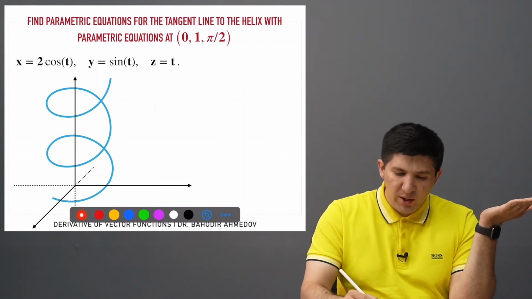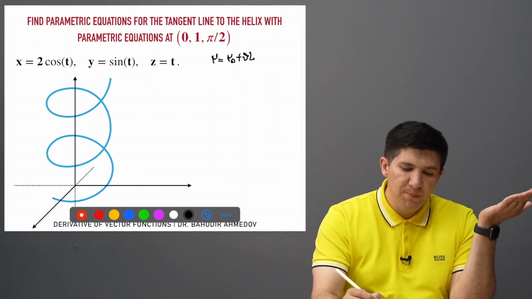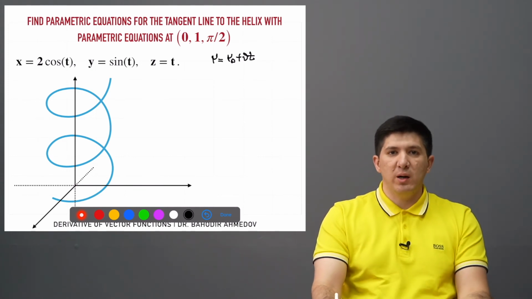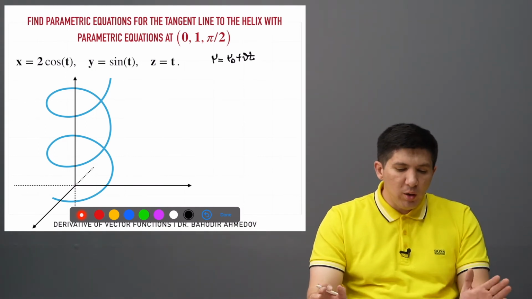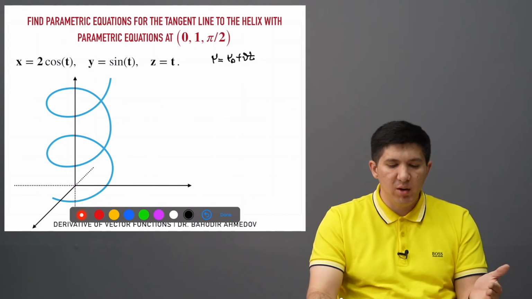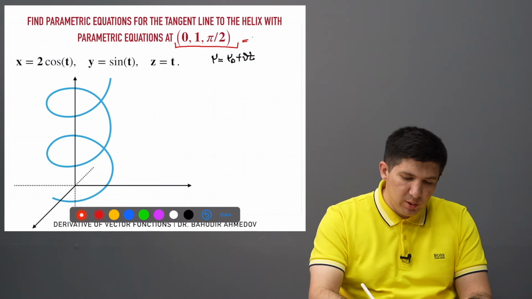So the vector equation of a line is r equals r0 plus vt, where r0 is the vector on the line and v is the vector which is parallel to this line. We are already given one point on this line, which is (0, 1, pi over 2). That's going to be our r0, by the way.